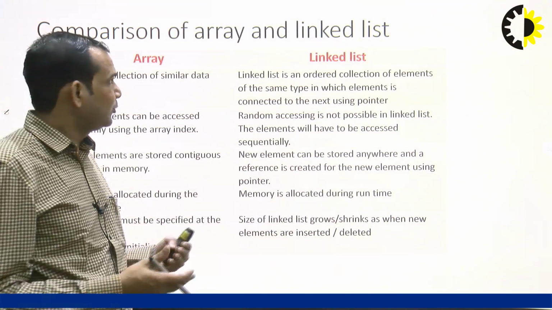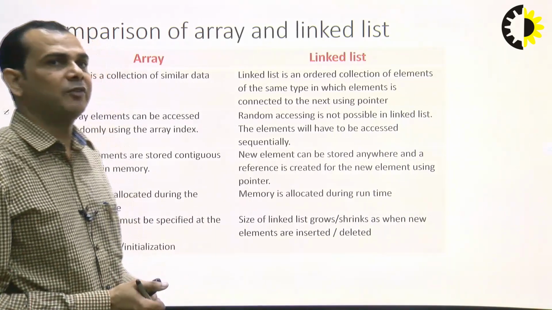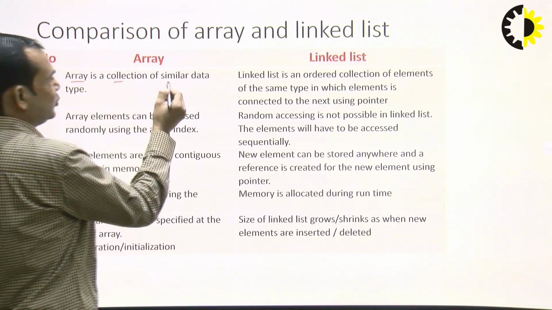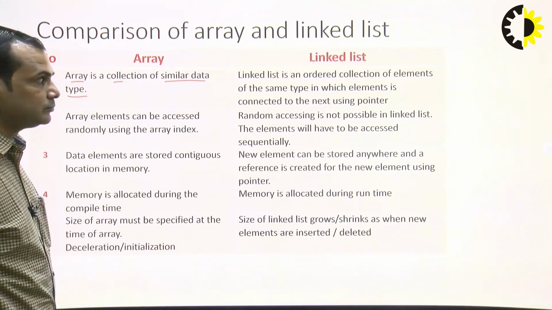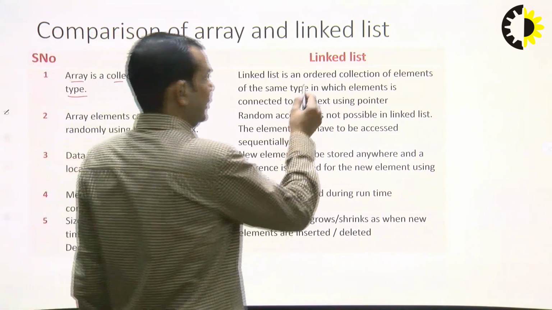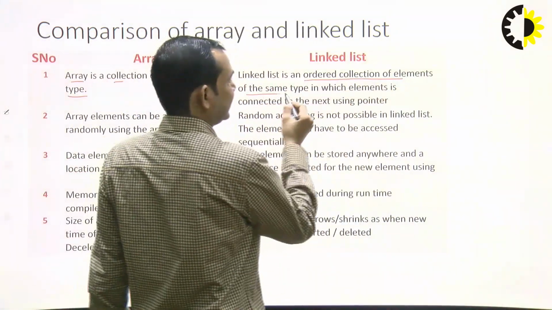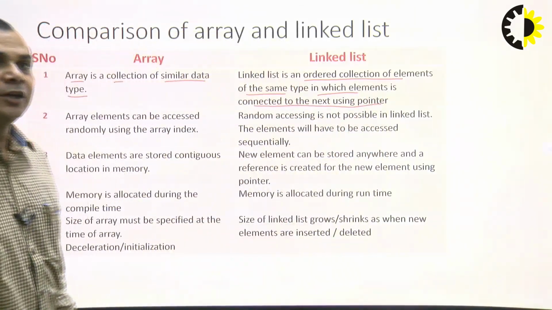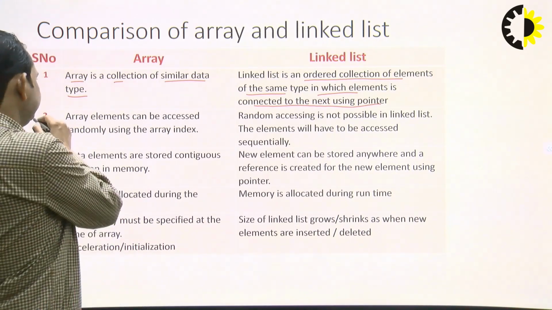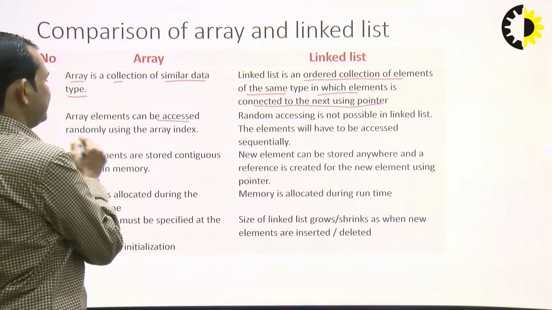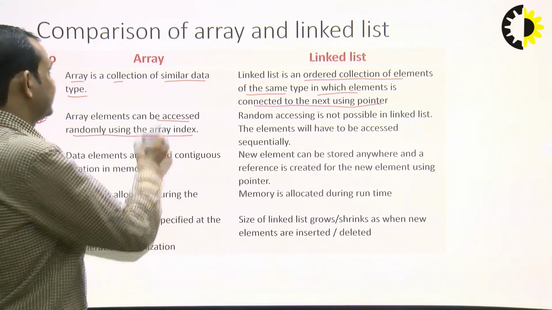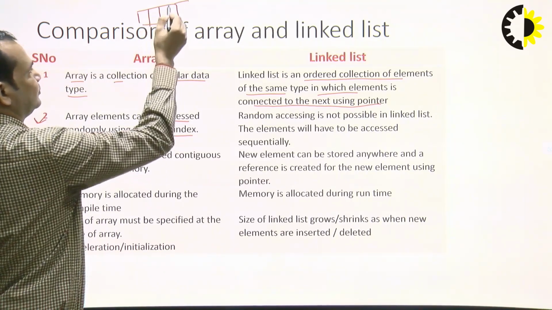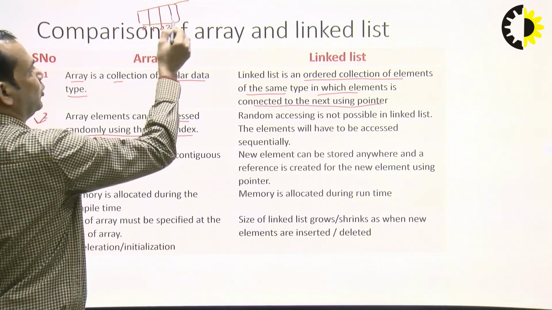Okay. So now we have to see what is the basic difference between the array and the linked list. So number one, array is a collection of similar data type. Here linked list is an ordered collection of elements of the same type in which elements can be connected to the next node with the help of pointers. Second one, array elements can be accessed randomly using the array index. हम किसके थ्रू access कर सकते हैं? By the indexing 0, 1, 2 and so on.